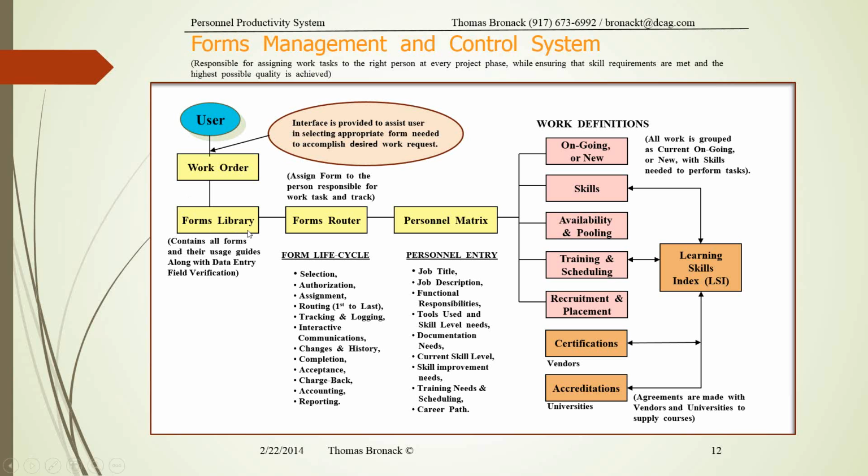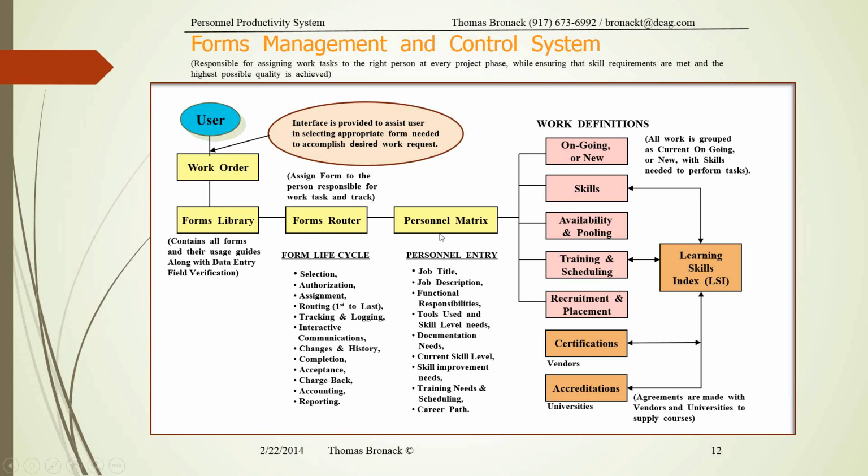You start out with a forms library which contains all the forms as we showed earlier, and the work order would then be placed against its proper form and completed. The form would then be routed to the next person along the line, or it had to be selected, authorized, assigned, routed from the first to the last person, tracked and logged. Interactive communication has to be allowed between the originator and the person doing the work. Changes in history have to be maintained. Completion status has to be maintained. Acceptance has to be maintained. And a chargeback accounting and reporting system should be performed.